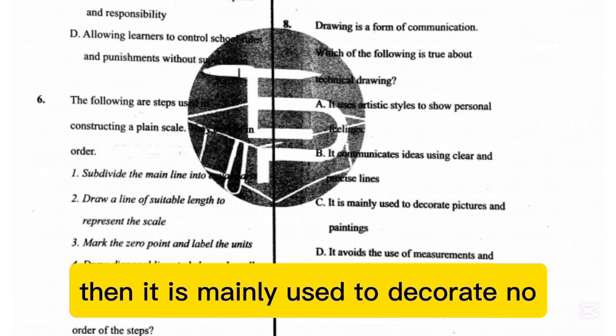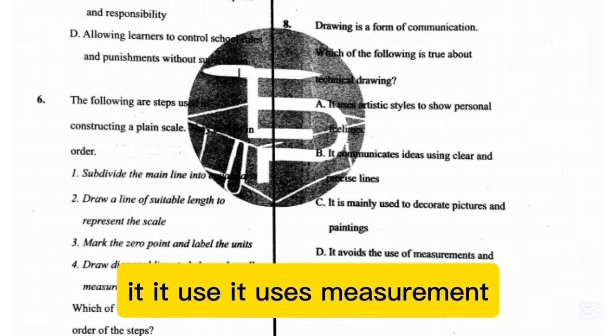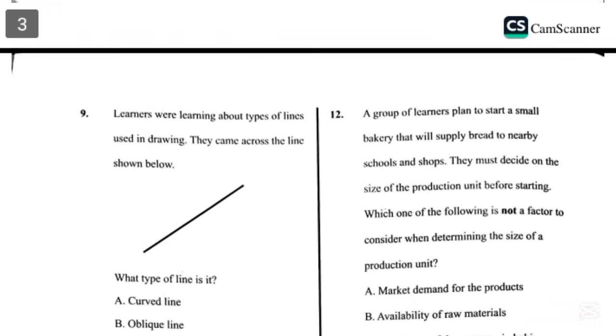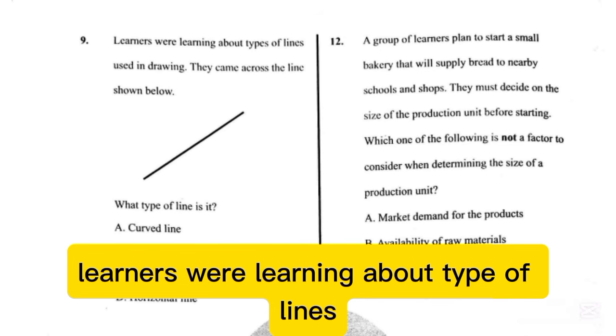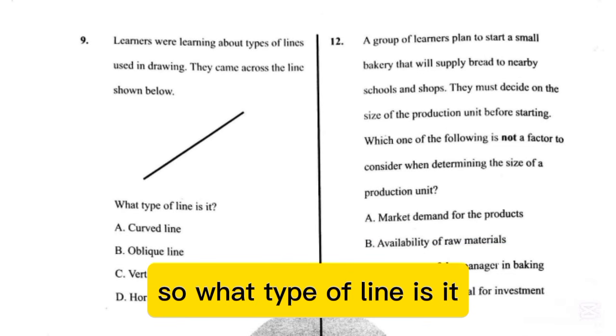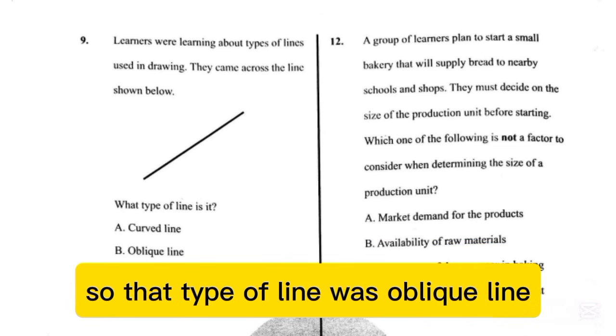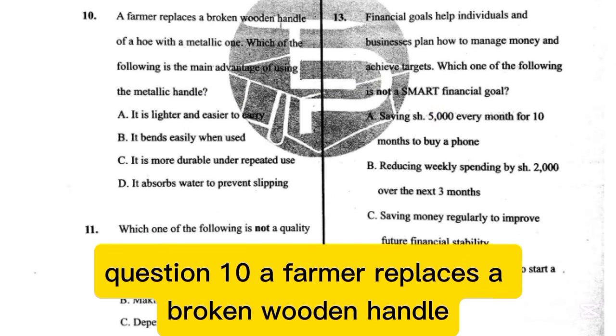Then it is mainly used to decorate. No. It avoids the use of measurement. No, it uses measurement. Question 9. Learners were learning about types of lines used in drawing. They came across the line shown below. So what type of line is it? That type of line was oblique line. It was oblique line.